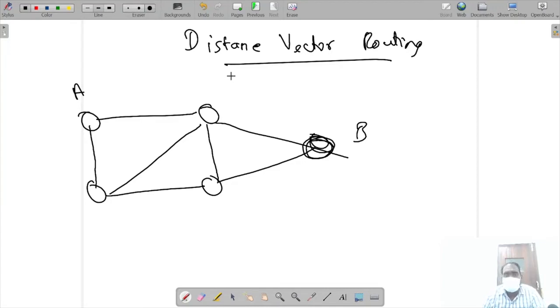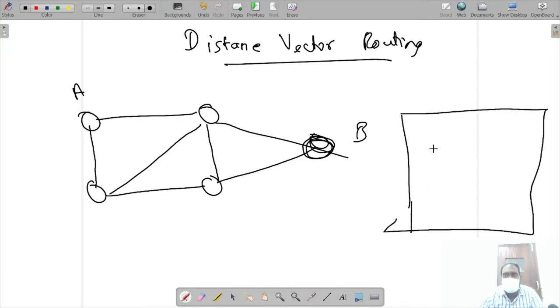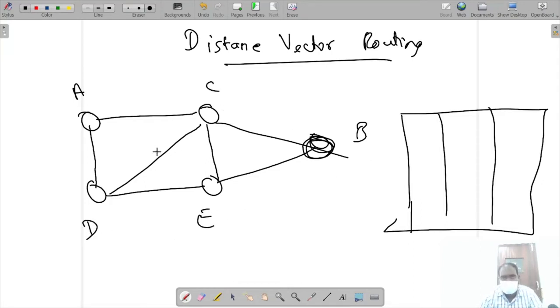In distance vector routing, each router maintains a table saying how to reach each other router. Let's say this is C, D, E. Each router in the network maintains a table called a routing table. Here it stores to reach A what should I do, to reach B what should I do, to reach C what should I do, to reach D, to reach E.